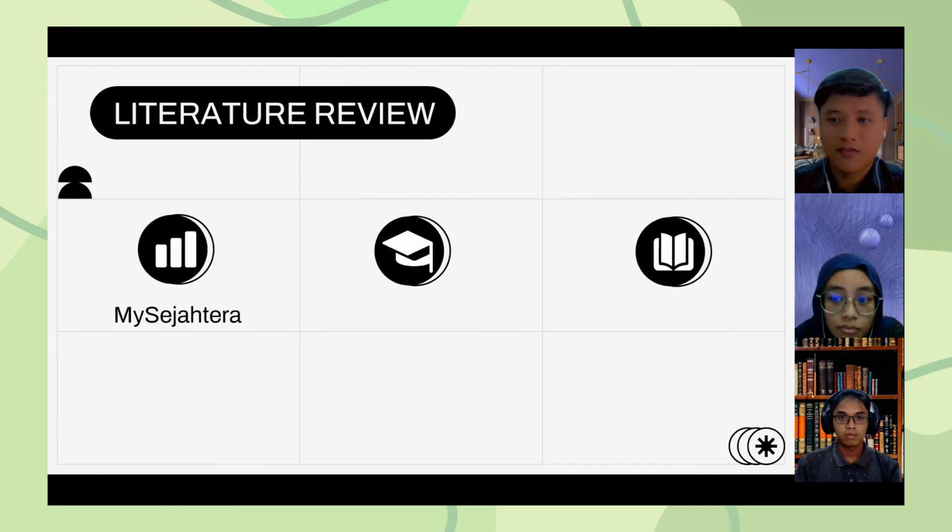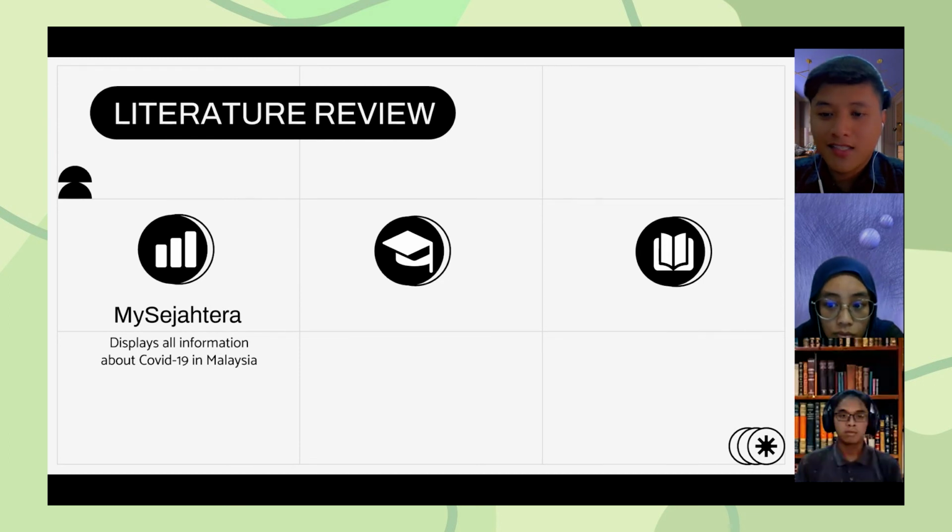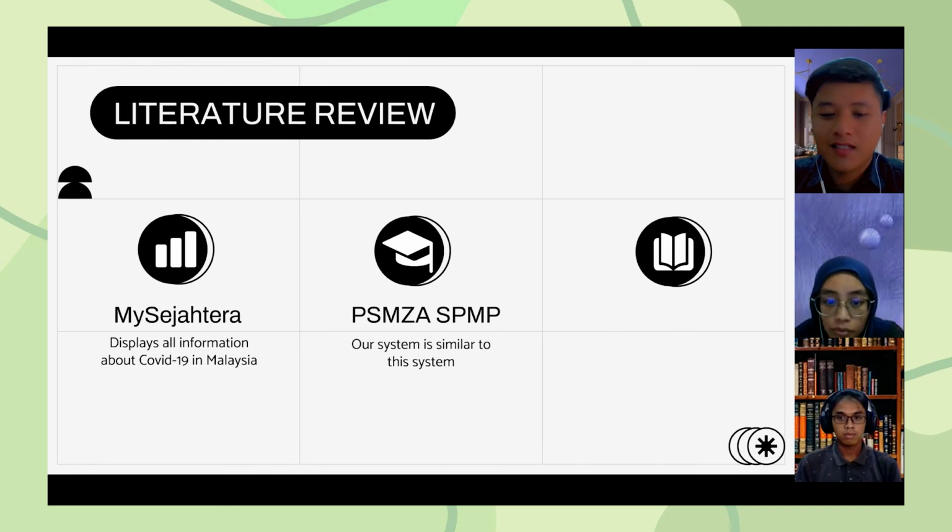So our first literature review is MySejahtera. We chose MySejahtera as our first literature review because this application is going to be similar to our own system. Next is PSMZA SPMP. We use this system as our reference to create the layout for admin, staff, student pages, and other pages. So basically, we just take it as an idea, but we use our own design to make it different from the PSMZA SPMP system.